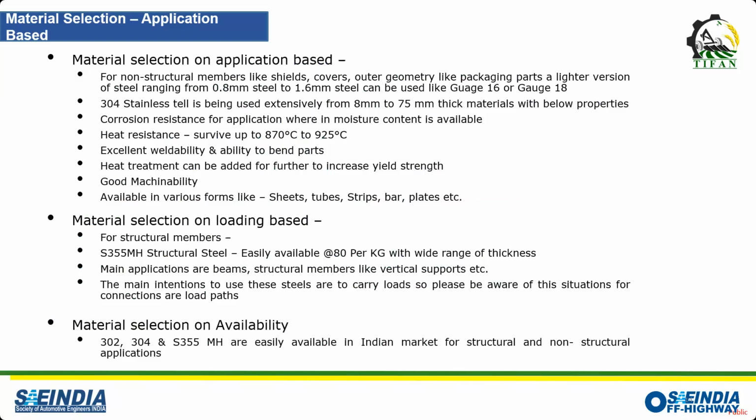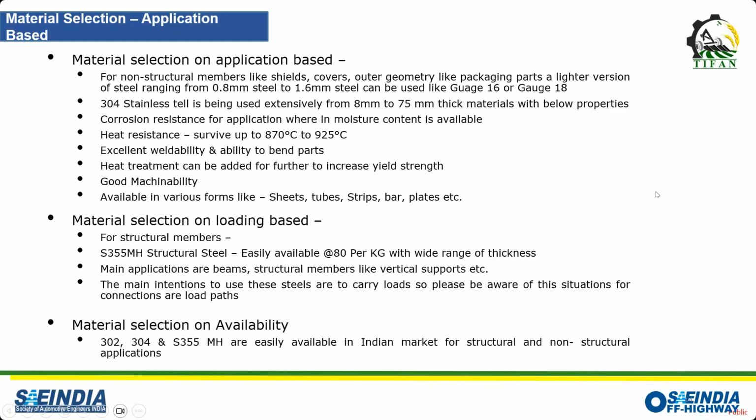So basically what we are trying to do here is give some overview about how we select the material for the non-structural members like shields and packaging things. Mostly a lighter steel version can be used, in the range of 0.8 millimeter or 1.6 millimeter thickness, or in commercial language, gauge 16 or gauge 18 material can be appropriate. 304 steel is used extensively, and it has a wide range of thickness as well.